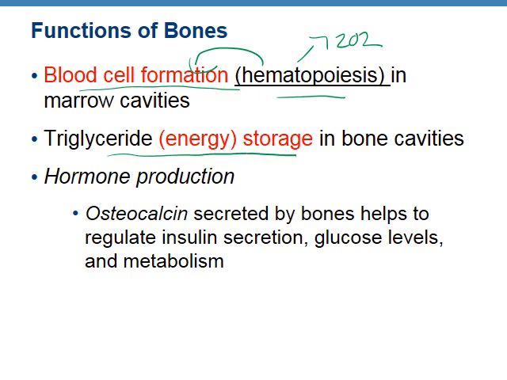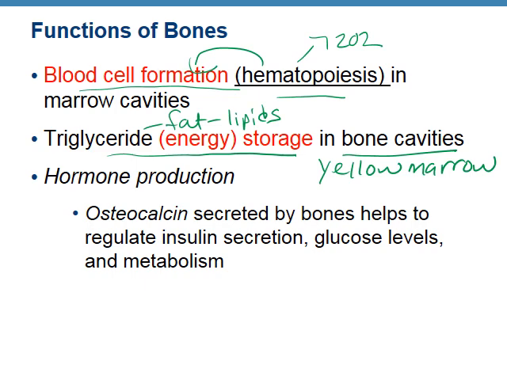Bones also function as storing energy. So we can store fats. Triglycerides, if you remember, are fats, which is the same as saying lipids. In the bone cavities, if we have yellow marrow, that is basically triglycerides or fat that we're storing inside of our bones in case we need an additional energy source. So if you run through all of the glucose, you can start burning subcutaneous fat, and if you have to, you can start using the fat in the marrow.